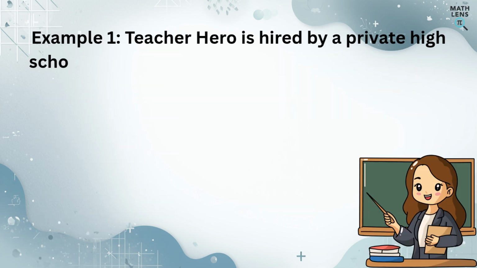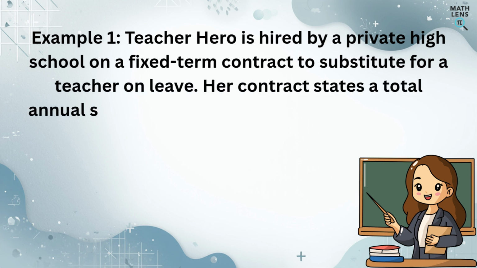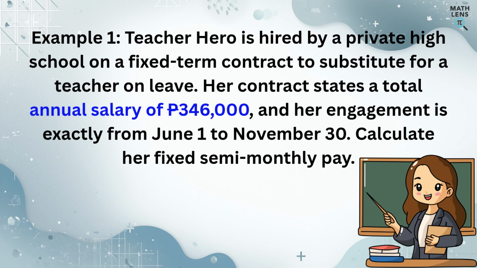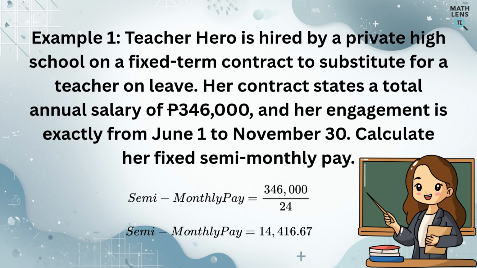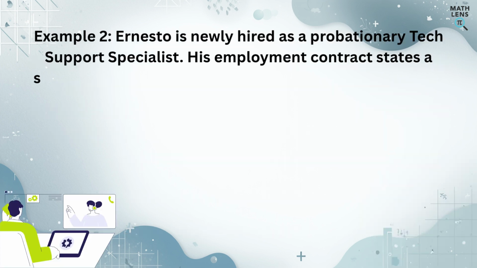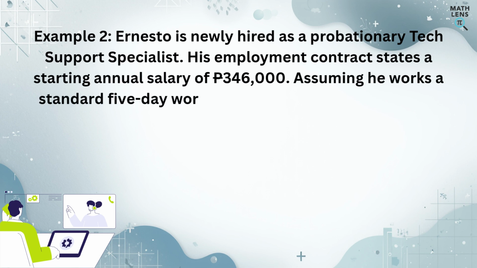Let's dive into this example of Teacher Hero's contract. She is hired on a fixed-term arrangement with a total annual salary of 346,000 pesos, covering the period from June 1st to November 30th. To determine her fixed semi-monthly pay, divide the annual salary by 24. That will be 346,000 divided by 24. Her fixed semi-monthly pay is 14,416.67 pesos.